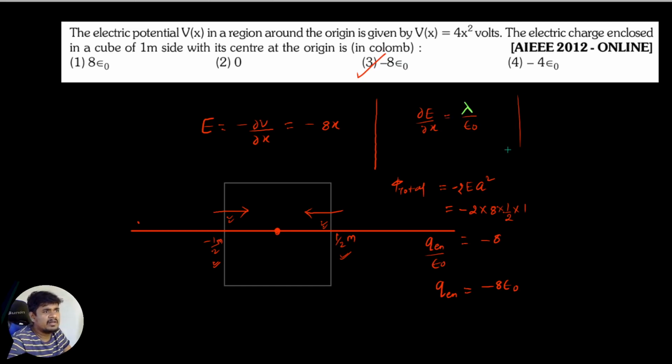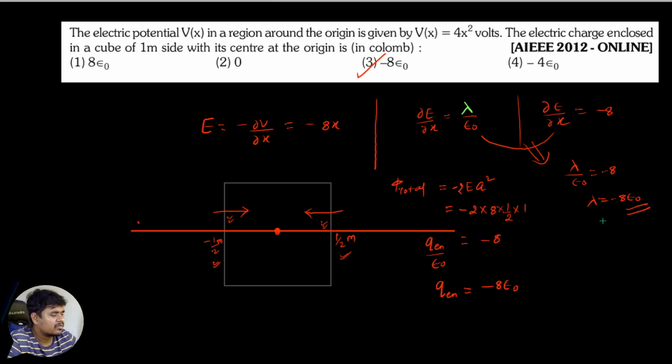Then if I write del E by del x, how much is del E by del x? Del E by del x will be minus 8. Now these two equations I can equate together. So lambda by epsilon naught equals minus 8, and lambda we will get as minus 8 epsilon naught. So in either way we can solve this problem.